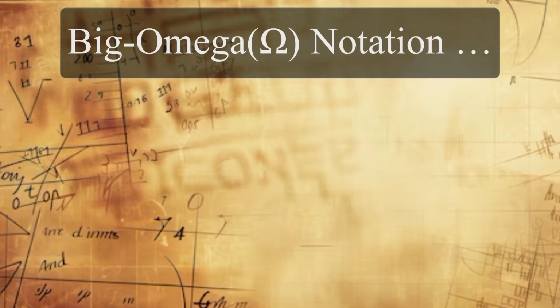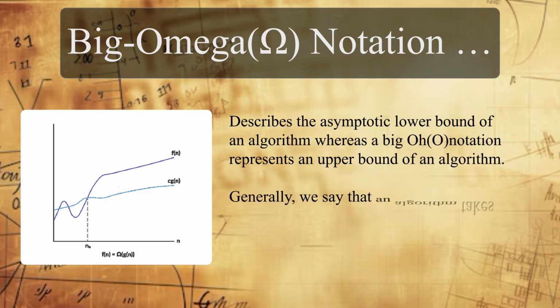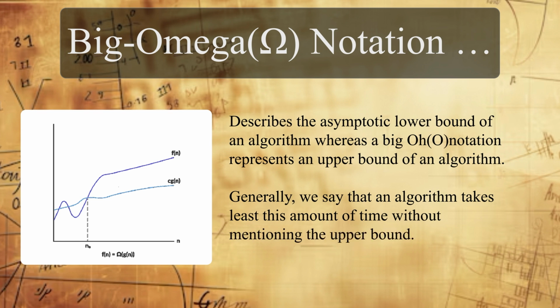Now let us move to the second representation or second notation, which is called big omega notation. The big O notation was describing the upper bound, whereas the big omega notation describes the asymptotic lower bound of an algorithm. Generally we say that an algorithm takes at least this amount of time without mentioning the upper bound. So that is where big omega notation comes into the picture.